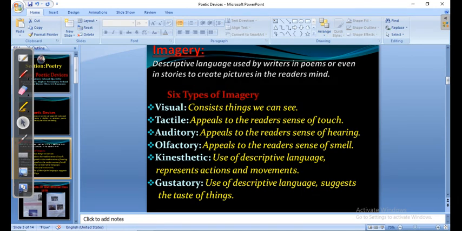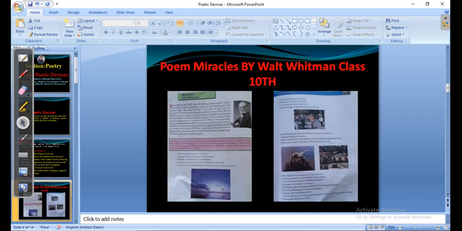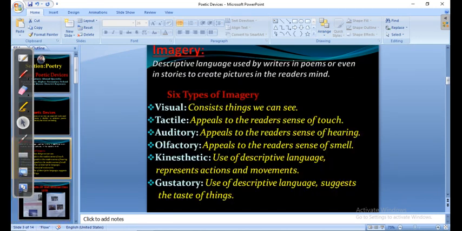If you go to the class 9th poem Miracles, you will see the sense of smell there. Kinesthetic imagery represents actions and movements. Here, when the poet wades barefoot along the river, it is another type of kinesthetic use of descriptive language representing actions and movements.